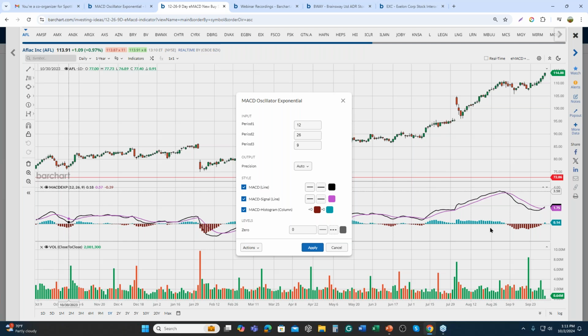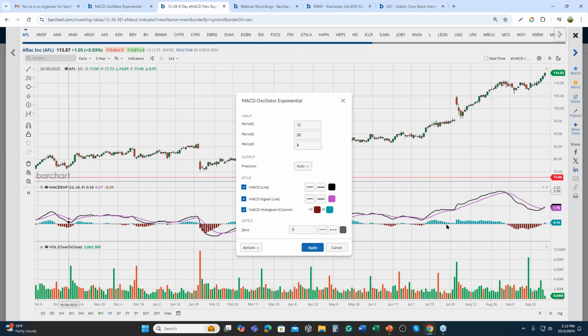Now, if the histogram is brown, and it's below this zero line, which is this middle portion right here where it turns brown, that indicates negative momentum, as the 12-day period average is falling faster than the 26-period average. If it's in aqua and it's above the zero line, then that means we have positive momentum, that the 12 period is now above or increasing faster than the 26.